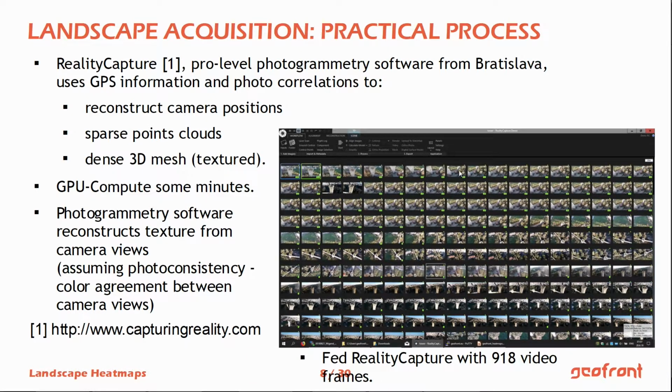So you take all these video frames that you have extracted from video, you feed it to Reality Capture. Unfortunately, it doesn't take videos per se, but extracting video frames is good enough. This way you can also do a little bit of quality selection of the best frames. Then your GPU computes for some minutes, and the photogrammetry software reconstructs the color texture of the landscape from the camera views by assuming that there is photo consistency. That means that there is a color agreement between the camera views, and it also takes care of the occlusion, of course.